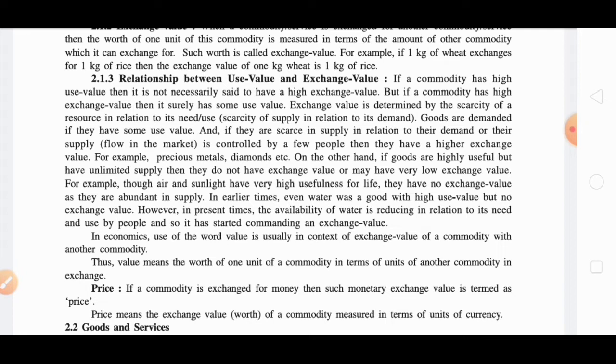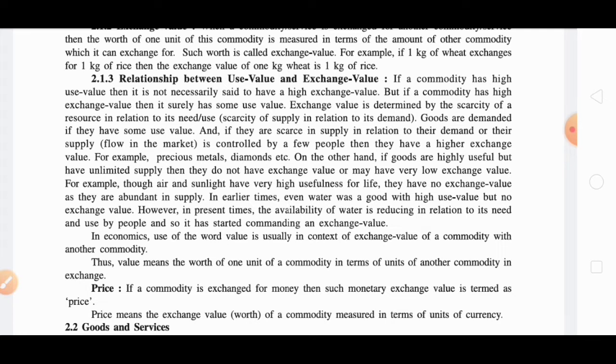It means their supply is very high according to demand, or we can say it will be available every year. So up to here we have discussed two points. The first point is that exchange value is determined by scarcity. It means if the goods' supply is very low, then the exchange value is higher. On the other side, if the supply is according to demand, or more than demand, then the exchange value is very low.